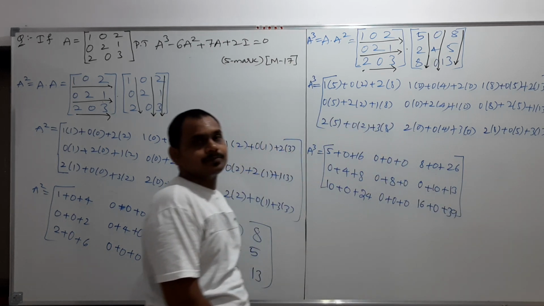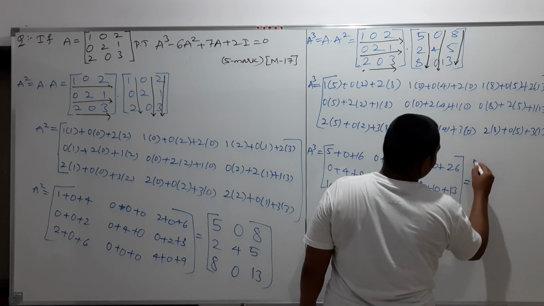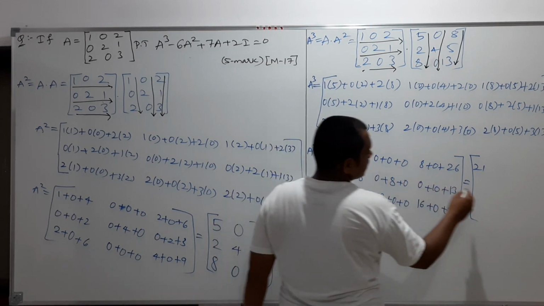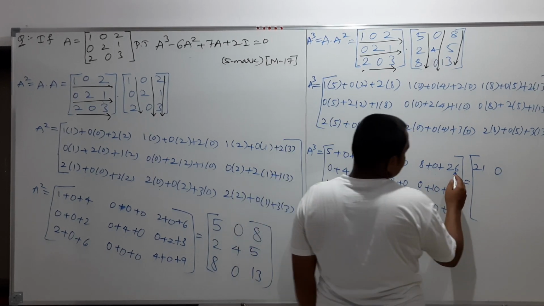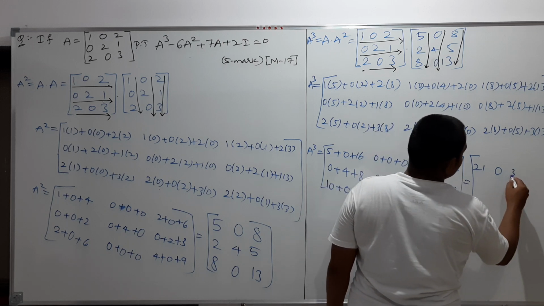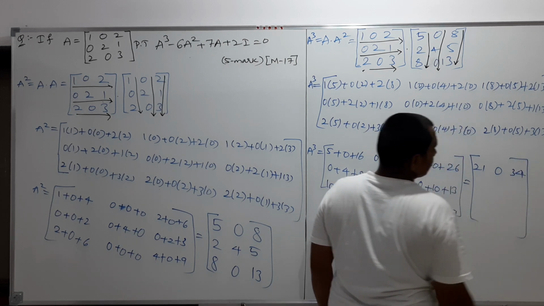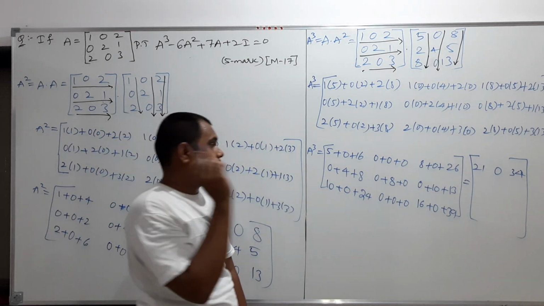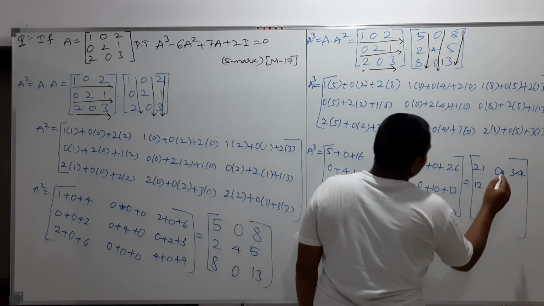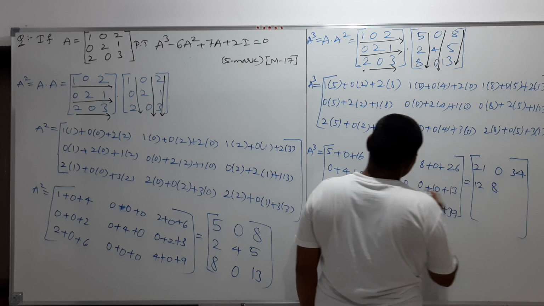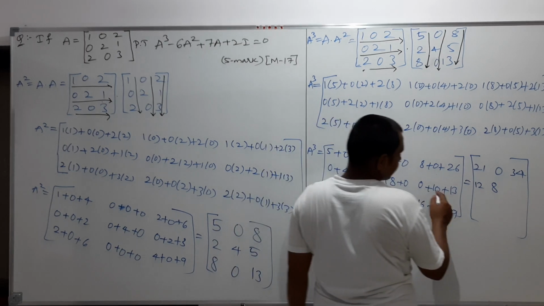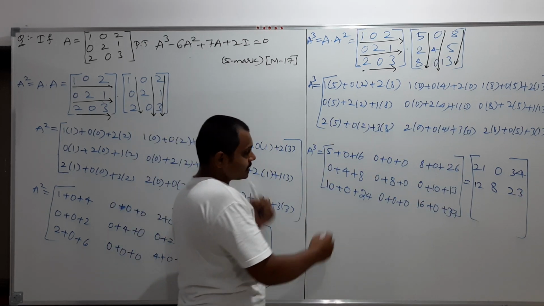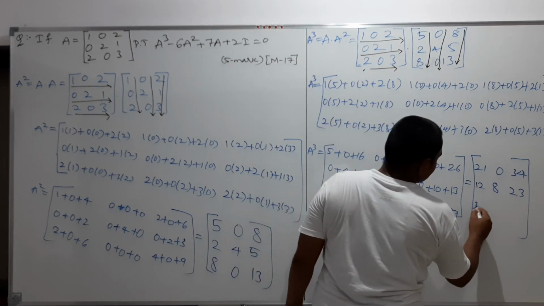Next, my dear students, 8 2s are 16 plus 0 plus 39, 13 3s are 39. Further simplify this, you will get 16 plus 5 is 21, 0 plus 0 plus 0 is 0. Next, 26 plus 8, that is 34. Clear? 26 plus 4 is 30. Next, 8 plus 4 is 12. And next 8 plus 0 plus 0 is 8. Next 10 plus 13, that is 23.